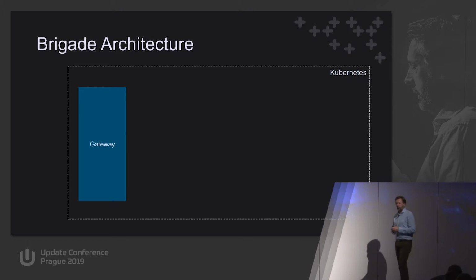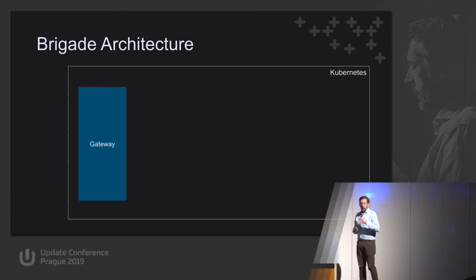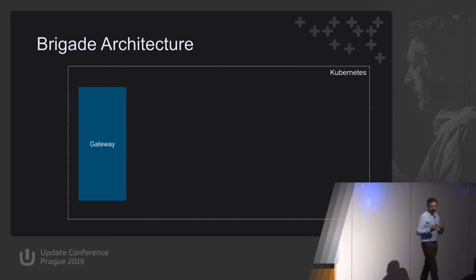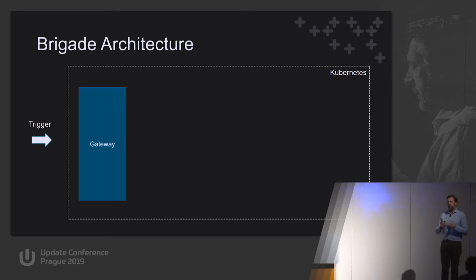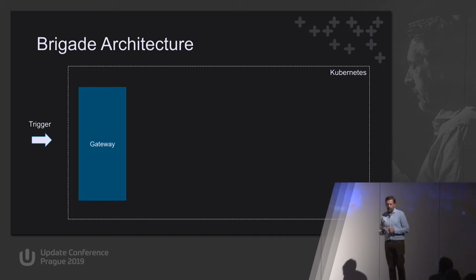So the architecture of Brigade. This thing runs inside your Kubernetes cluster. And you will have what's called a gateway, or actually you'll probably have multiple gateways. So the gateways will receive some kind of trigger. So this could, for example, be someone pushes a commit to GitHub. And then you'll just configure GitHub to send a webhook into your gateway. So the gateway will receive that information.